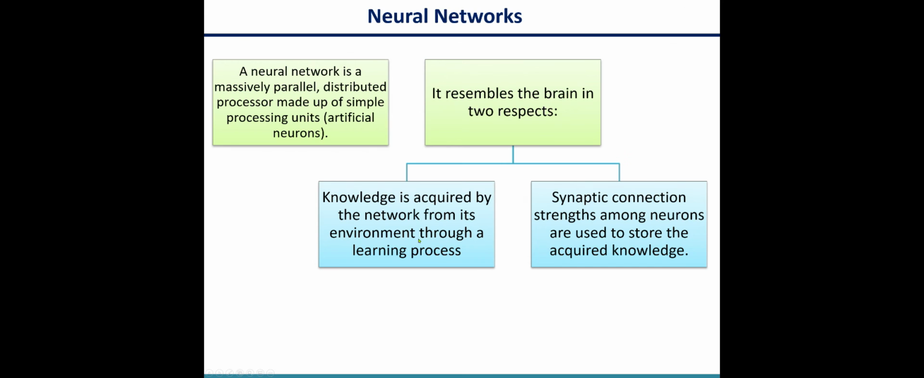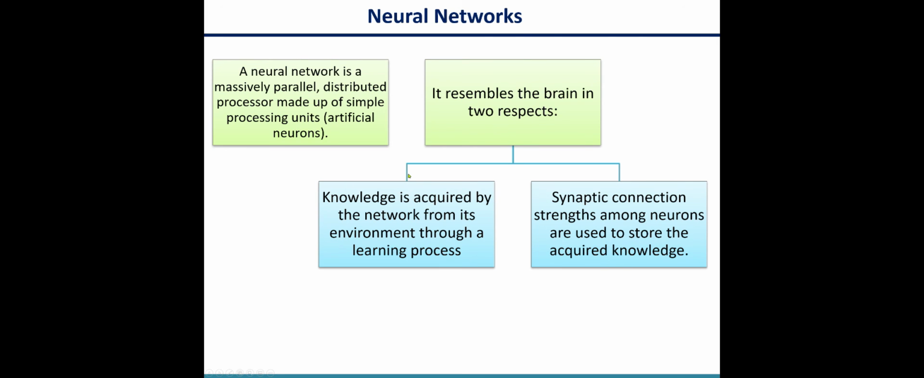Next we talk about the neural network. A neural network is a massively parallel distributed processor made up of simple processing units, the artificial neurons. It resembles the brain in two respects. Knowledge is acquired by the network from its environment through a learning process. Synaptic connection strengths among the neurons are used to store the acquired knowledge.